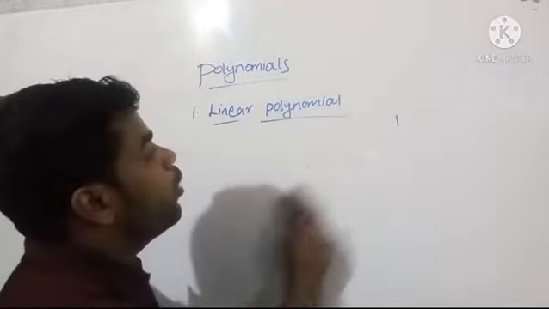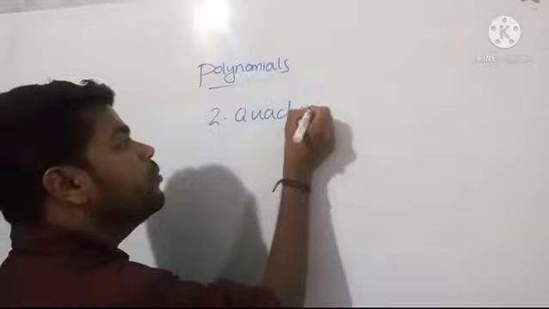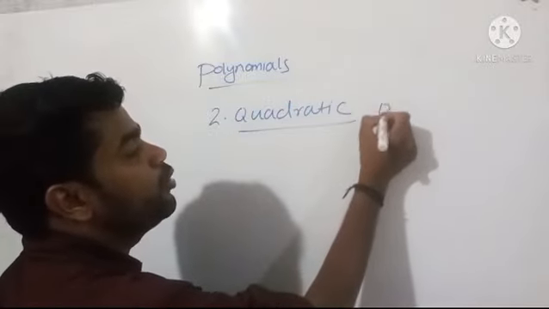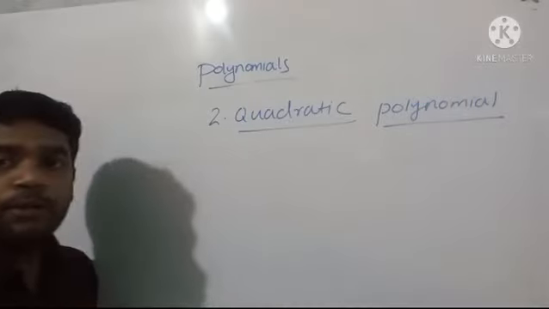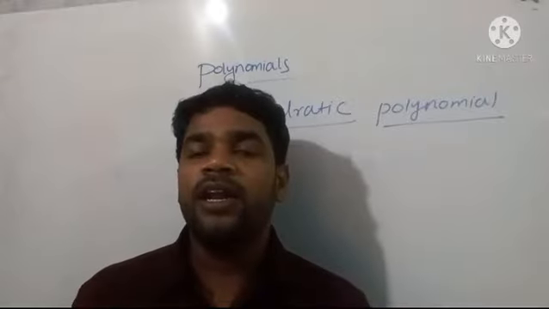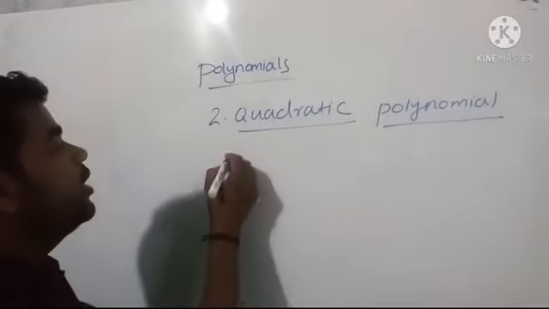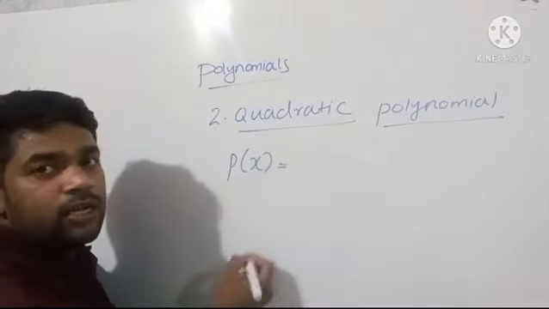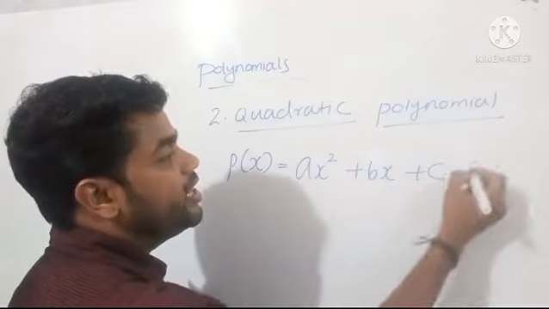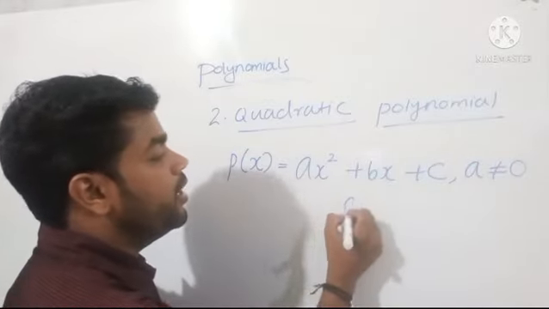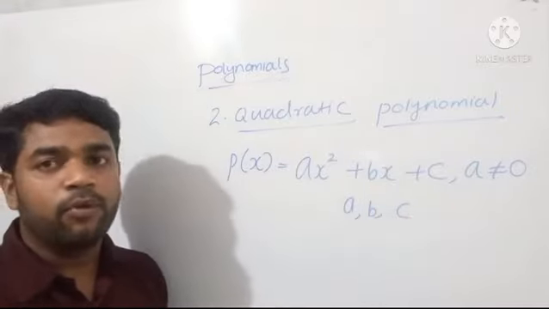Then number 2, quadratic polynomial. What do you mean by quadratic polynomial? A polynomial having degree 2 is called a quadratic polynomial. It is of the form p of x is equal to ax square plus bx plus c. The condition is that a is not equal to 0, and a, b and c are any real numbers. This is called a quadratic polynomial.